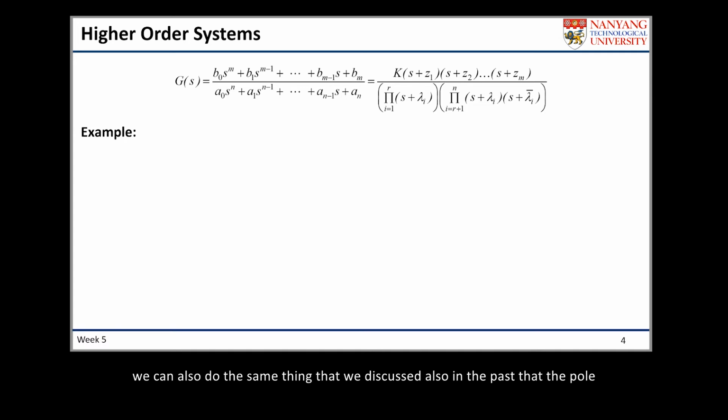But we also discussed in the past that the pole of a transfer function is not necessarily a real number. It can also be a complex number. But if you have a complex number, this pole will not appear alone. It will always be accompanied by the conjugate of that complex number. Let's take an example of this case.